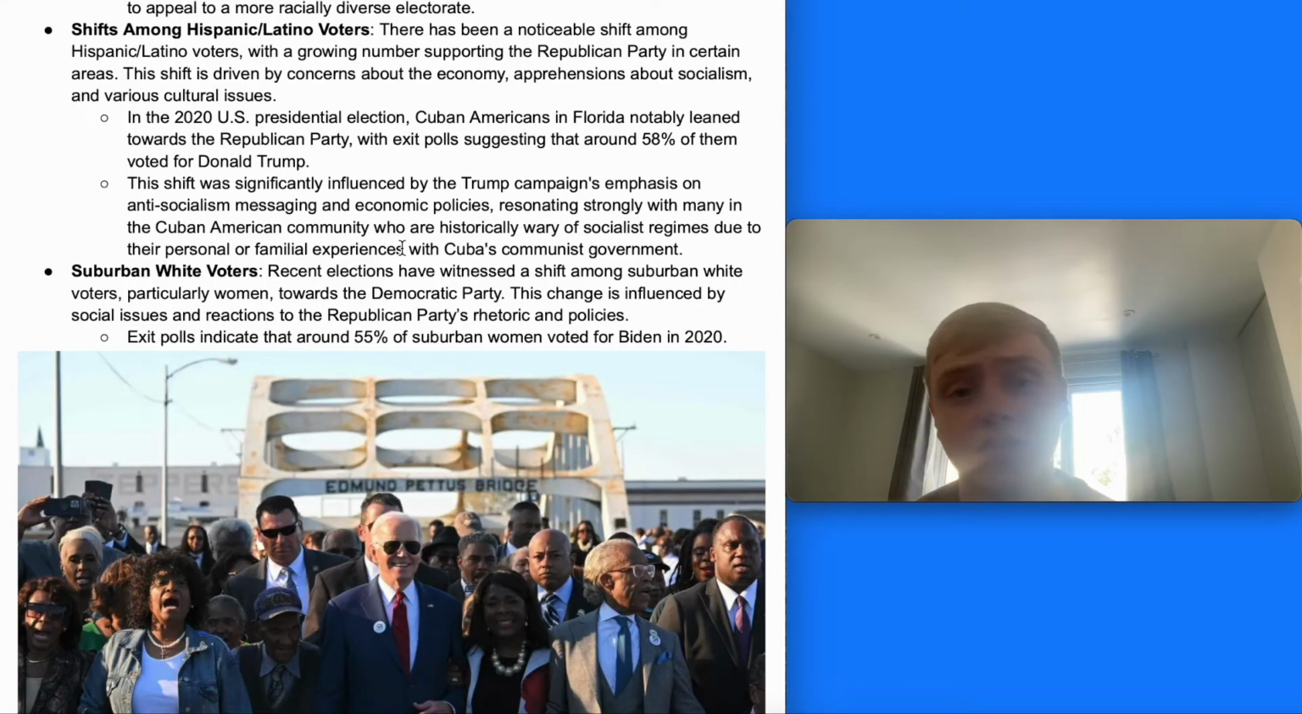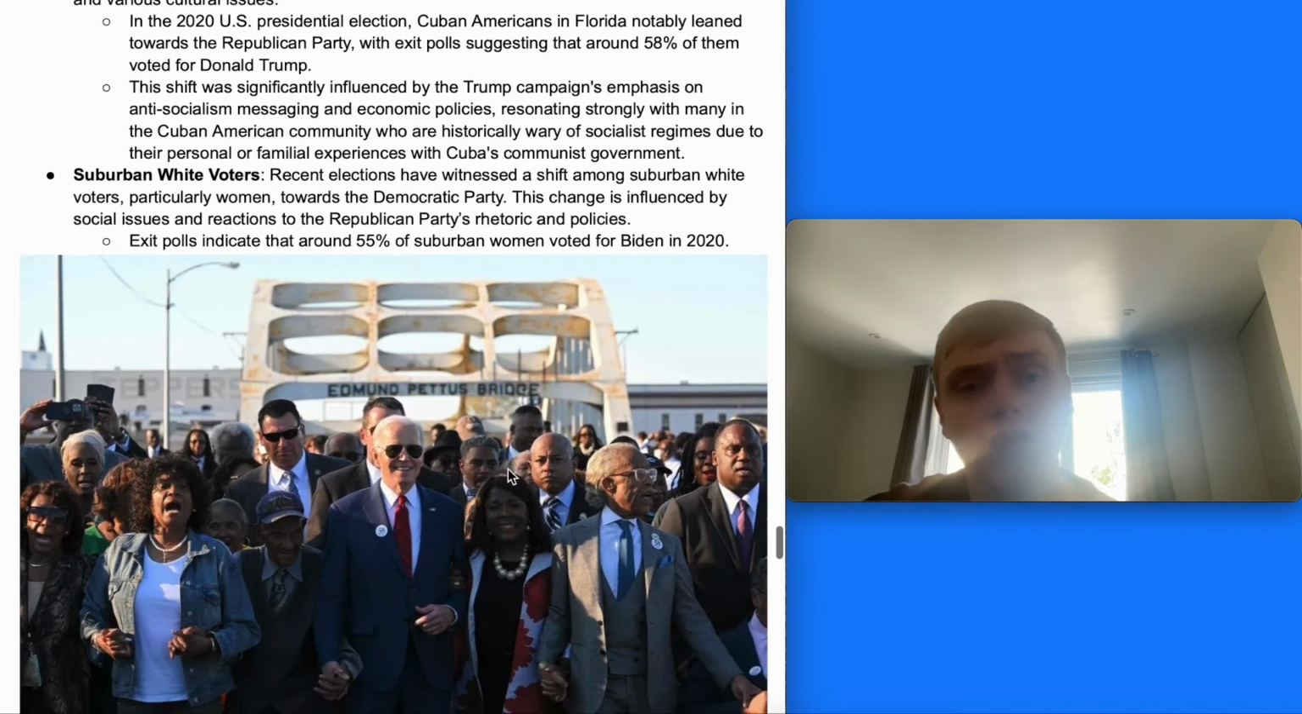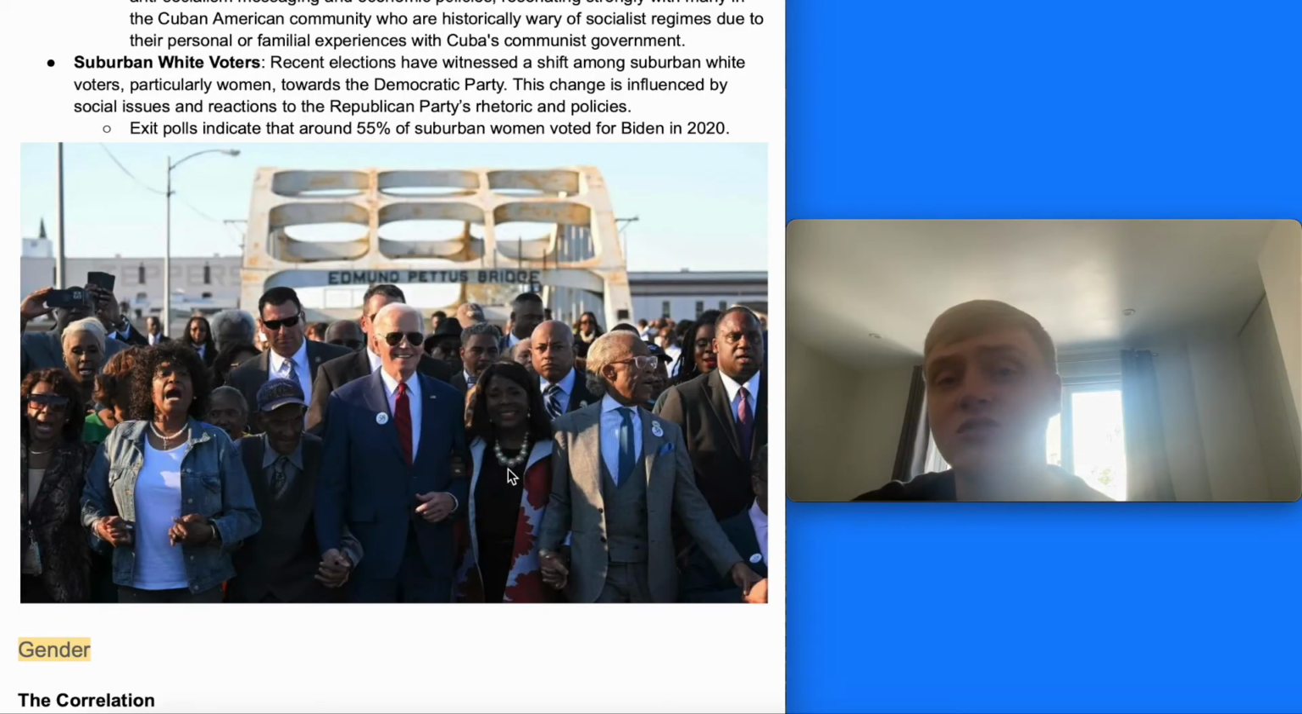This was significantly influenced by the Trump campaign's emphasis on anti-socialism messaging and economic policies, which resonated strongly with many in the Cuban American community, who were historically wary of socialist regimes due to their personal and familial experiences with Cuba's communist government. Recent elections have also seen a shift among suburban white voters, particularly women, towards the Democratic Party. And this change is influenced by social issues and reactions to the Republican Party's rhetoric and policies. And exit polls indicate that around 55% of suburban women voted for Biden in 2020.